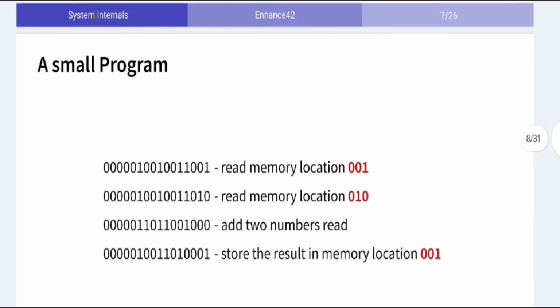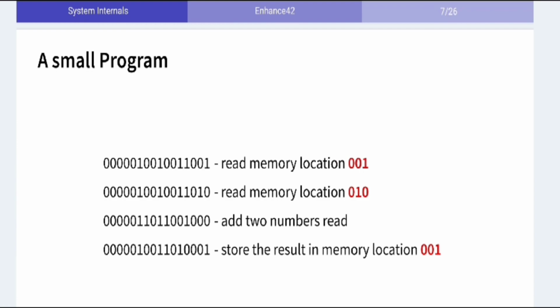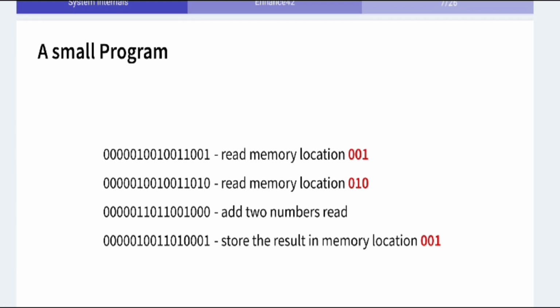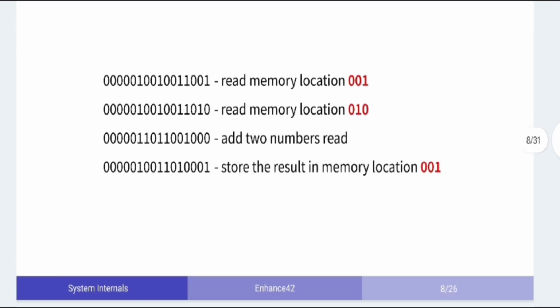Let us discuss a small program. Here, the first code reads memory location 001, and the second binary code reads memory location 010. The third adds the two numbers. And in the fourth binary code, it will store the result in memory location 001.